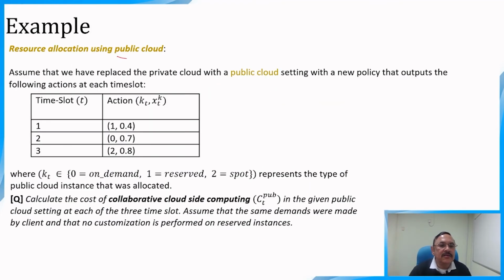Now, similarly, we can see the resource allocation using the public cloud setting with a new policy that outputs the following time slot. Here it is a parameterized public cloud. Here you have KT and XT, where KT is parameterized: 0 means on demand, 1 means it is a reserved instance, and 2 means spot.